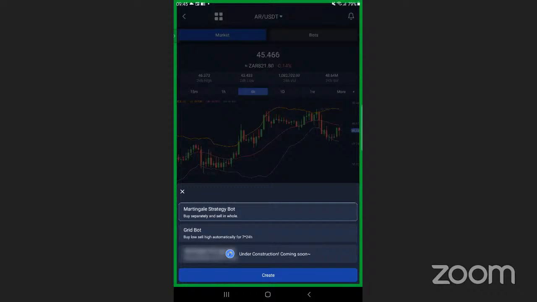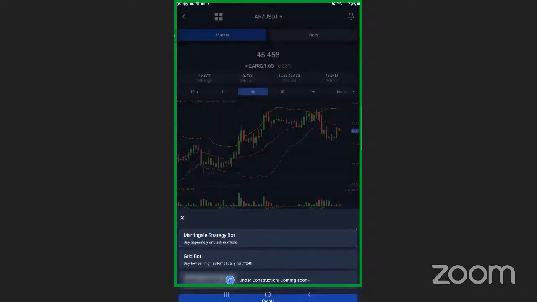That's the robot that we are using in Royal Q. Remember, we also have what we call the grid bot, but we don't use the grid bot to trade. We use the Martingale strategy bot. So you tap on Martingale strategy bot, it's highlighted, then you proceed with create.